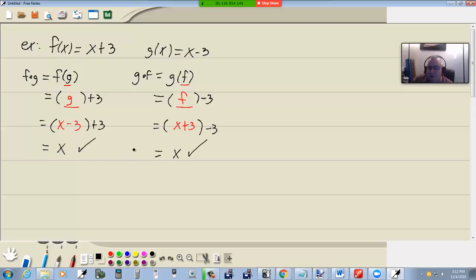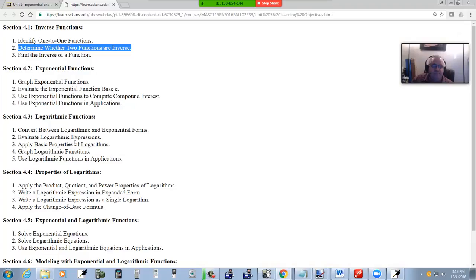Since we got x on both of these, the answer on this would be yes, they are inverses of each other. If one of them equaled something else, equaled x minus 7, for example, there would not be inverses. Let me get a drink here.